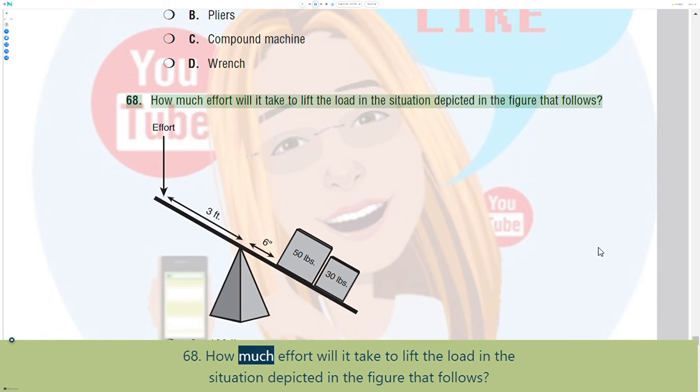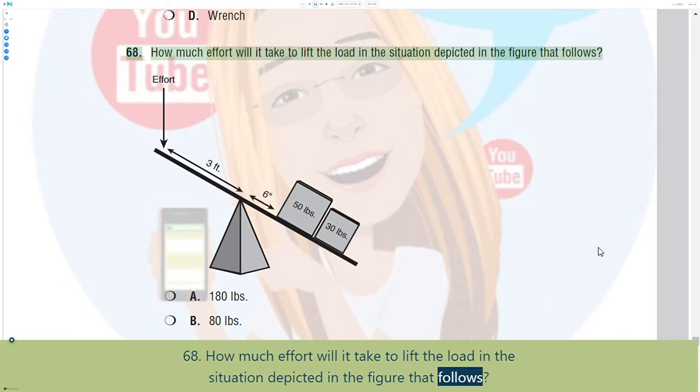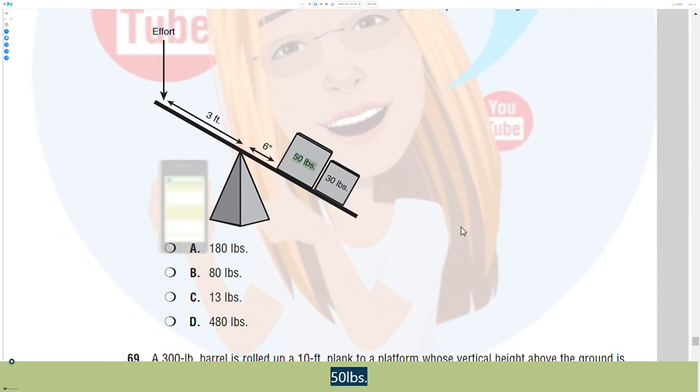68. How much effort will it take to lift the load in the situation depicted in the figure that follows? 50 pounds. A. 180 pounds. B. 80 pounds. C. 13 pounds. D. 480 pounds.